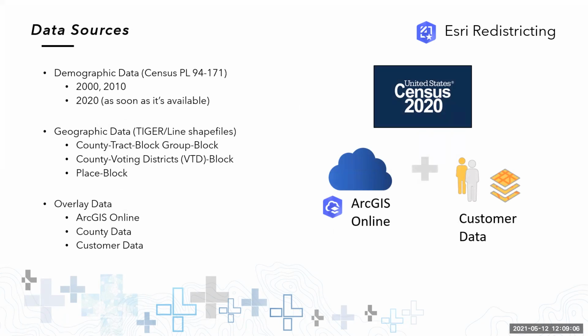The three main sources of data in the redistricting solution include the demographic data, geographic data, and any overlay data. The census provides both the demographic and geographic source data, and we process it into map services that are consumed by the application. We currently provide 2010 data, and the 2020 data should be available soon. Having been built on top of the ArcGIS platform, there's a wealth of extra data that can be overlaid from sites such as the Living Atlas, your own county data, or custom data from advocacy groups or government groups.